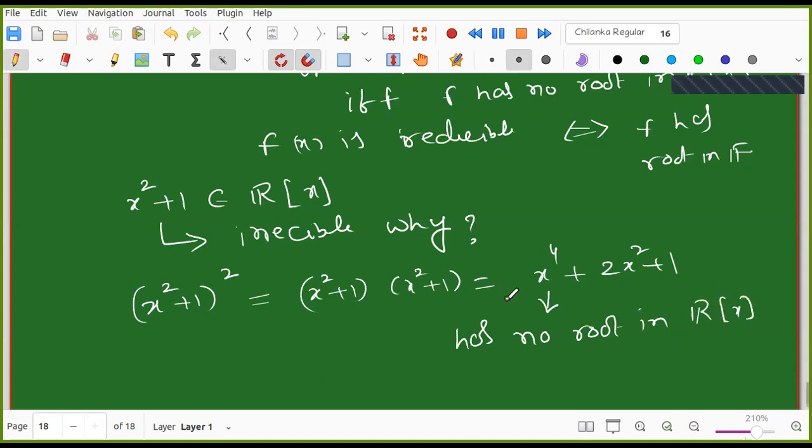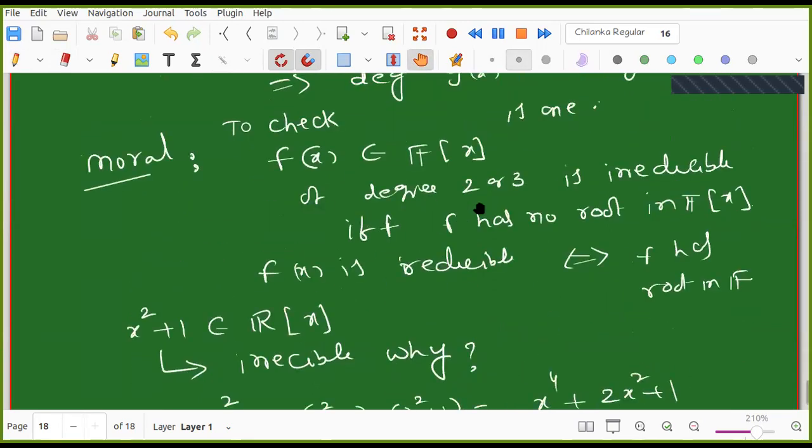Reducible. But reducible, right? So be careful. From degree 4 onwards we can't say; it will not work. This test will work only when the degree is 2 or 3.